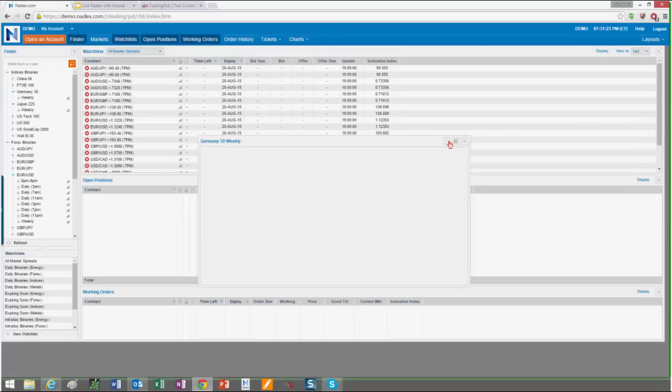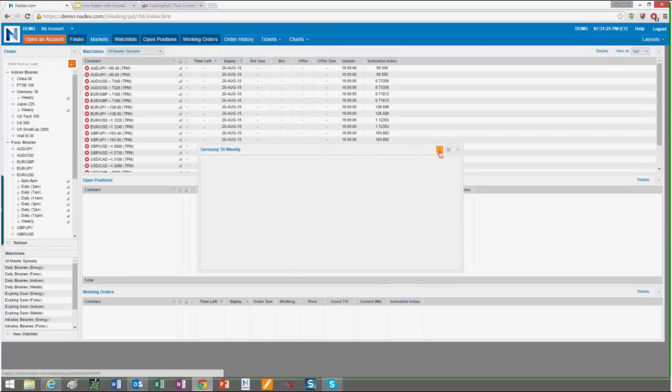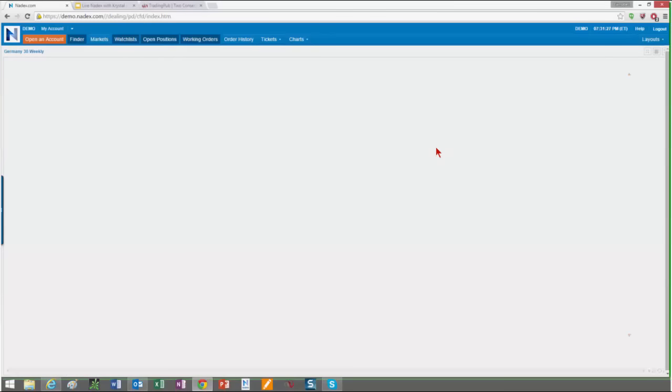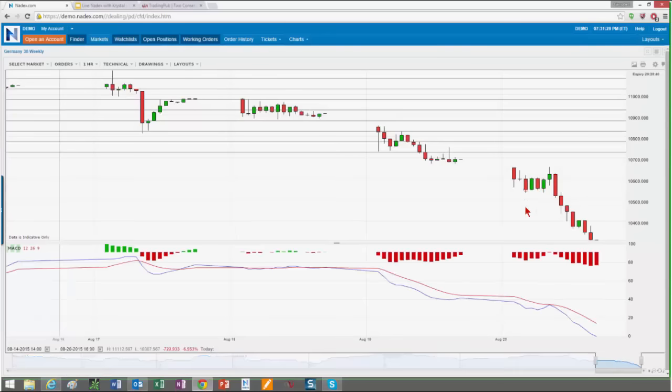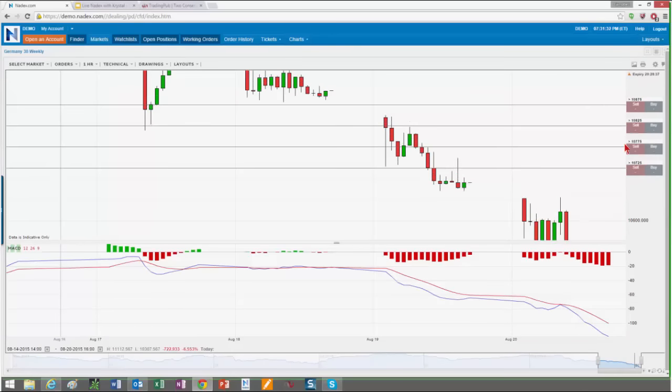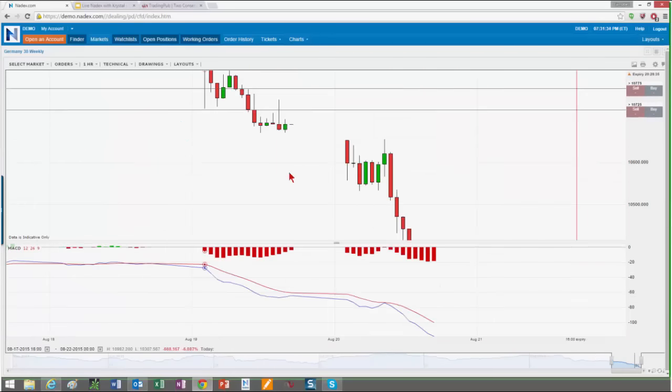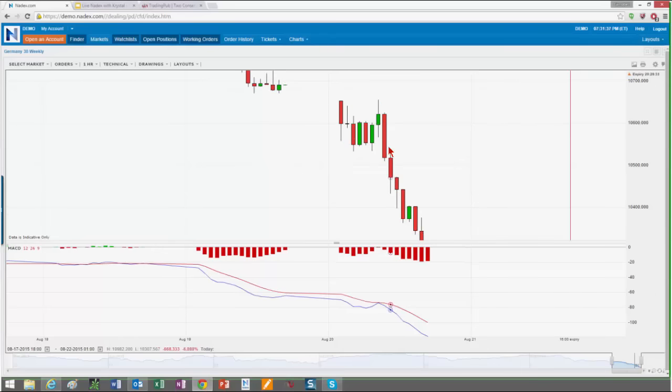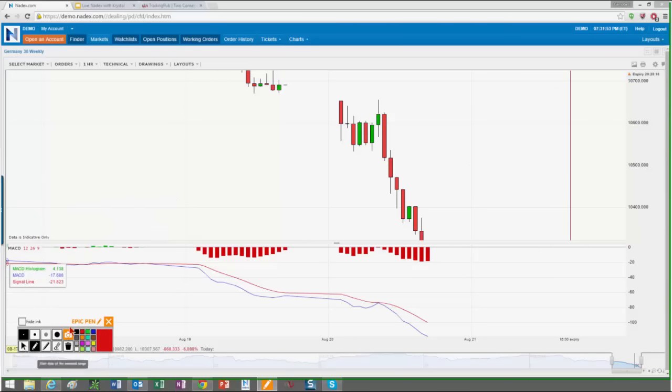Okay, I'm going to move to a different market. I'm going to go to the DAX market. And once again, since that market isn't live right now, it's closed, it's going to throw me over to a weekly. But I'll show you how this pattern works in the mornings. So these are the hourly charts here. Okay, this green candle here, let me grab my pen again.